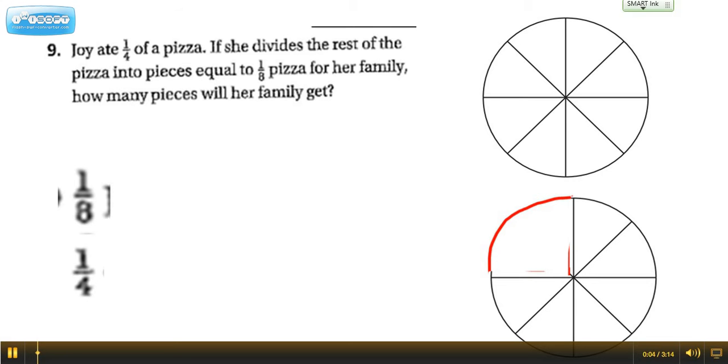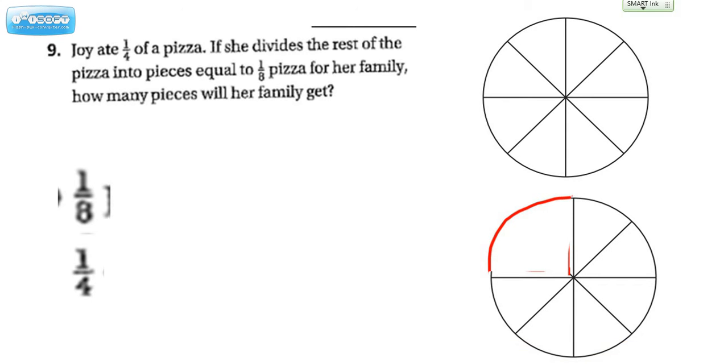We're taking a look at question number 9 from worksheet 2.7, which is on divide fractions. It says, Joey ate 1/4 of a pizza. If she divides the rest of the pizza into equal pieces of 1/8 pizza for her family, how many pieces will her family get? All right, so because we're talking about eighths, I thought it would be good to use a fraction circle that has eighths in it.